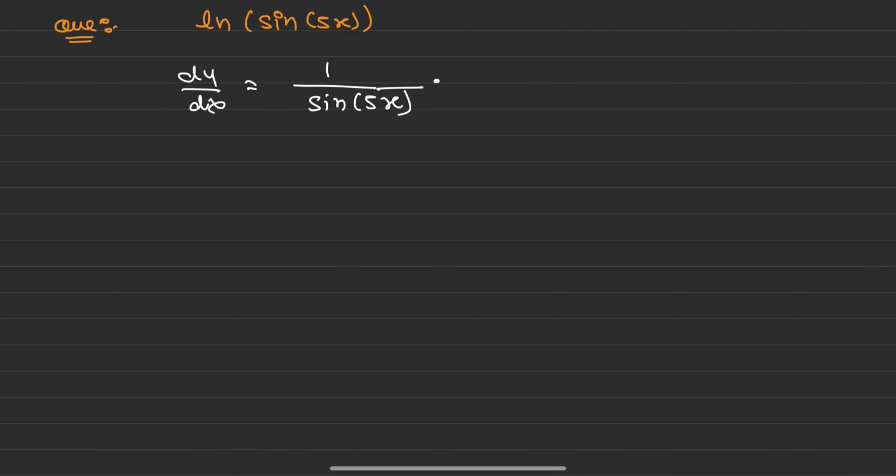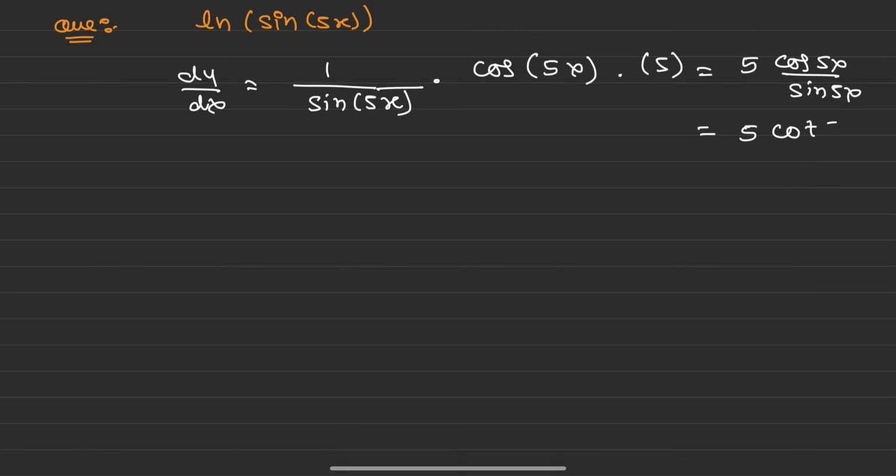I know about the derivative of sine x. The derivative of sine x will become cos x. It will become cos of 5x. Now it is not a simple x, right? What we are having is 5x. So the derivative of 5x will become 5. So it will be your answer. Let us simplify it. It will become 5 cos 5x divided by sin 5x. Cos divided by sin is called cot. It will become 5 cot 5x. It will be your final answer.